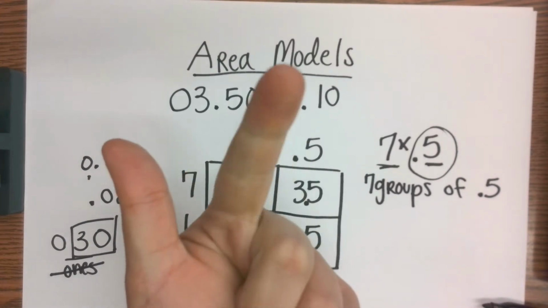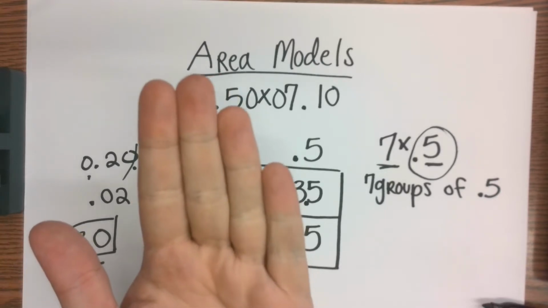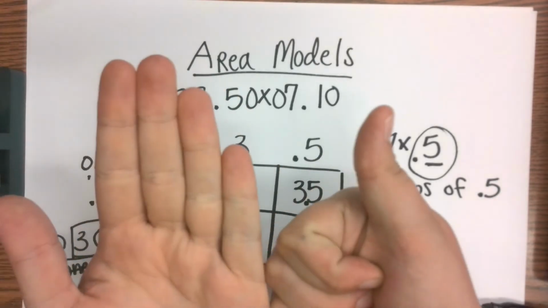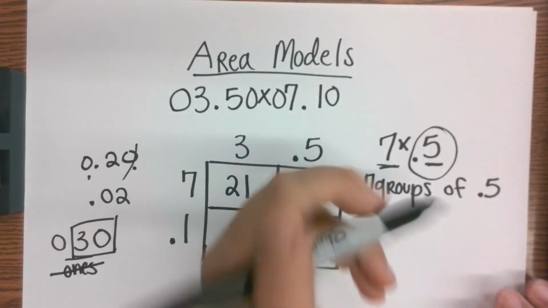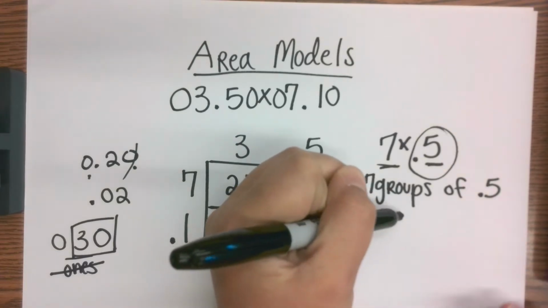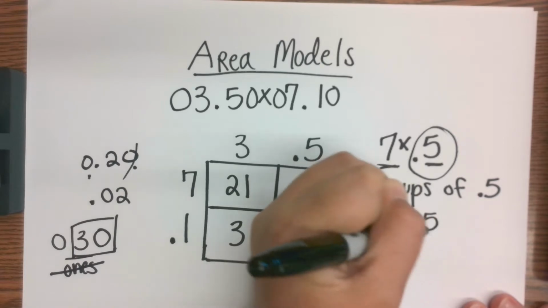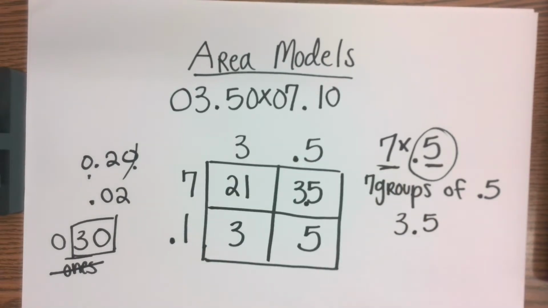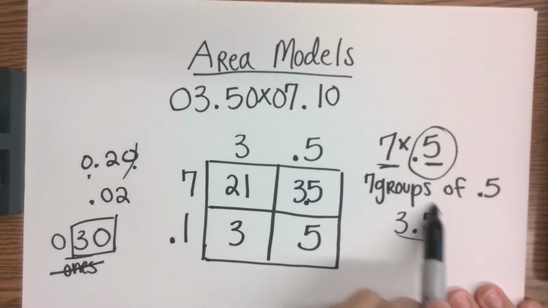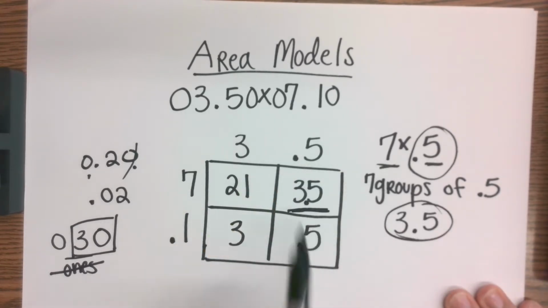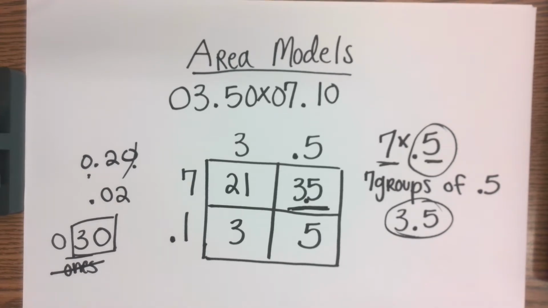5/10, 1 whole, 1 1/2, 2, 2 1/2, 3, 3 1/2. When I counted out 7 groups of 5/10 or 1/2, I got 3 wholes and 1 more half or 1 more group of 5/10. Whenever we counted, did we get the same thing as when we multiplied and moved our decimal? We did. Let's try on another one.